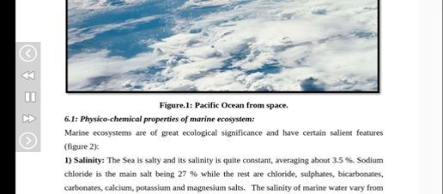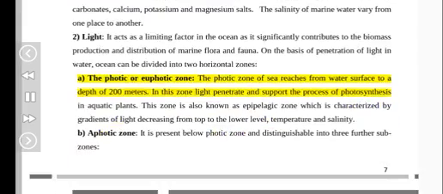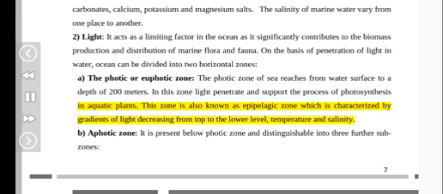2. Light. It acts as a limiting factor in the ocean as it significantly contributes to the biomass production and distribution of marine flora and fauna. On the basis of penetration of light in water, ocean can be divided into 2 horizontal zones. A. Photic or euphotic zone. The photic zone of sea reaches from water surface to a depth of 200 meters. In this zone, light penetrates and supports the process of photosynthesis in aquatic plants. This zone is also known as a pelagic zone, which is characterized by gradients of light decreasing from top to the lower level, temperature and salinity.